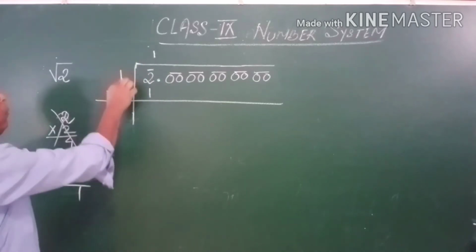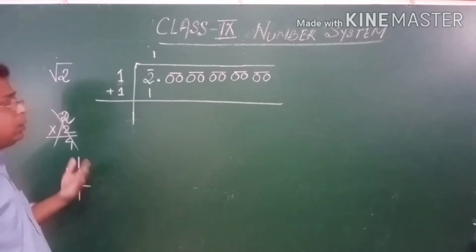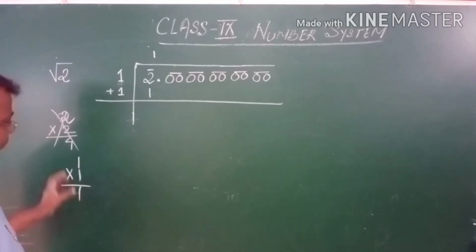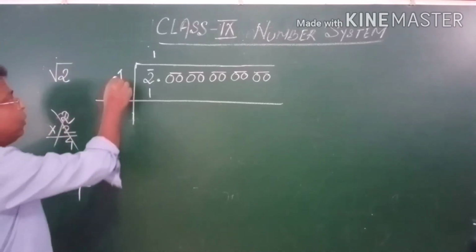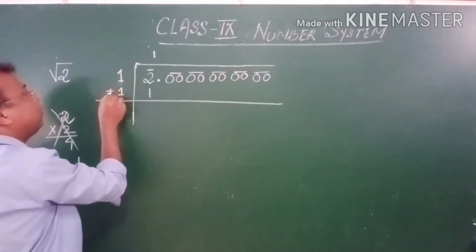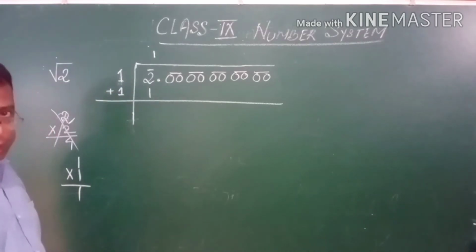Sometimes you can take the double of 1 also. In some books, you take the double of 1. Again, the number I have chosen is 1. So 1 times 1 is 1. Then 1 you have taken, so add this 1 to that 1. Just add this 1. Alright.